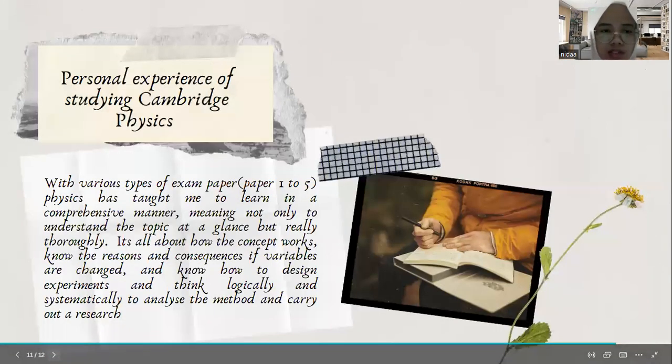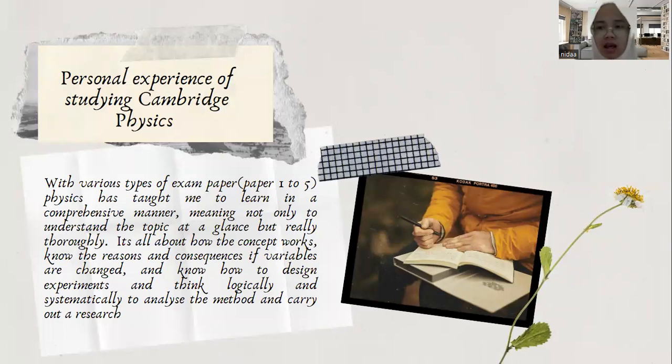Now, my personal experience of studying Cambridge physics. I have experience learning physics from paper 1, 2, and 3, and later on I'll be doing paper 5. And I see the pattern. Physics has taught me to learn in a comprehensive manner, meaning not only to understand the topic at a glance, but really thoroughly. It's all about how the concept works, knowing the reasons and the consequences if variables change, knowing how to design experiments like we did in paper 3 before, and thinking logically and systematically to analyze the method and carry out research, which will be the main component of paper 5.